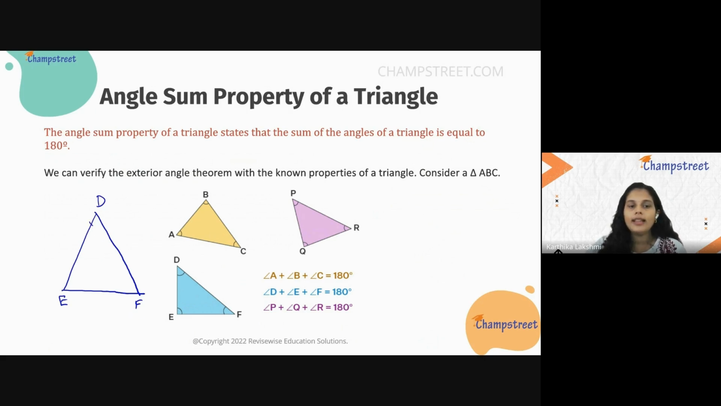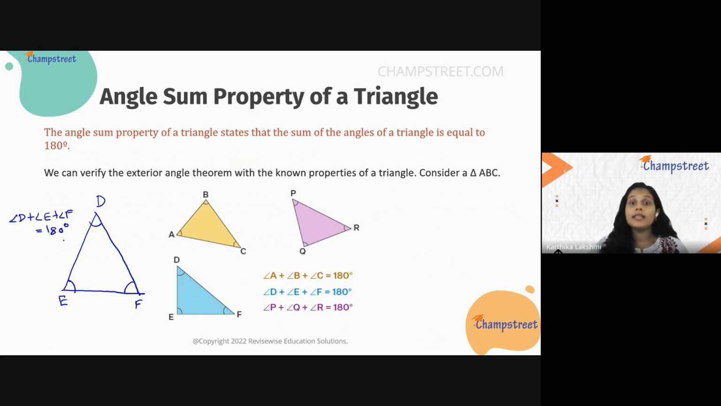We know that there are three angles, angle D, angle E, and angle F. The angle sum property says that these are called the interior angles of a triangle, right? Only three interior angles are there for a triangle. So if we find the sum of these three angles for any triangle in this world, you will only get 180 degrees. The angle sum property of a triangle states that the sum of the angles of a triangle is equal to 180 degrees. That is, angle D plus angle E plus angle F is equal to 180 degrees.